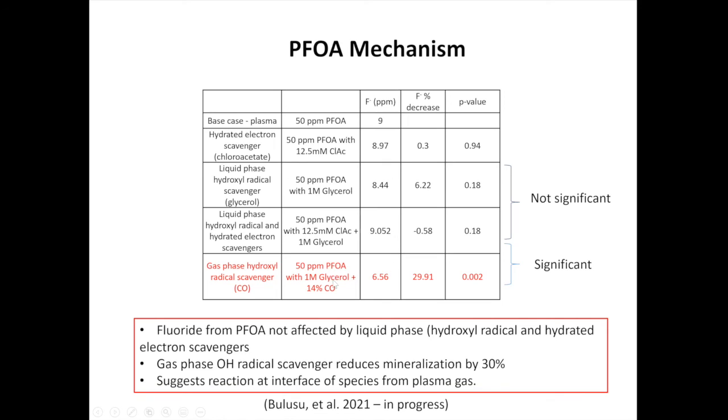However, when we add a gas phase scavenger, in this case CO, a gas phase species, into the system, CO is scavenging OH radicals in the gas phase, and it does significantly affect the results. So what this means is that even though the PFAS is at the interface between the gas and the liquid, it appears that the main role of the plasma is attacking from the gas side. Again, those are just preliminary work, indicating the mechanism of what's happening based upon the efficiency that we've found.